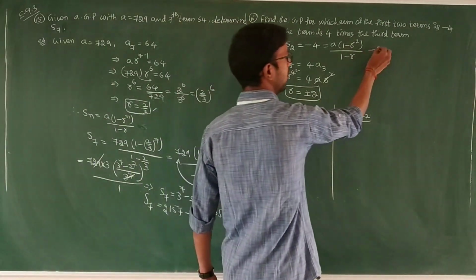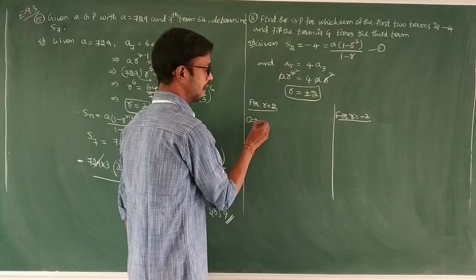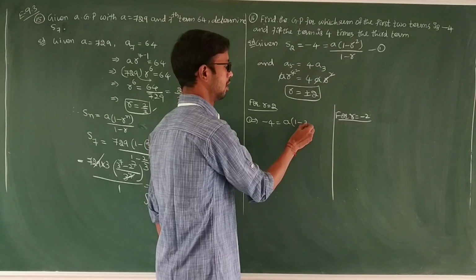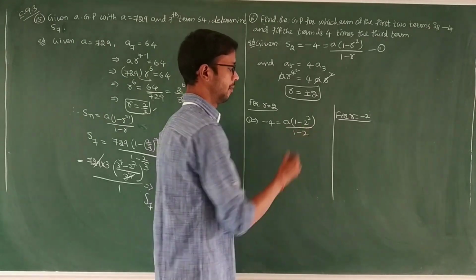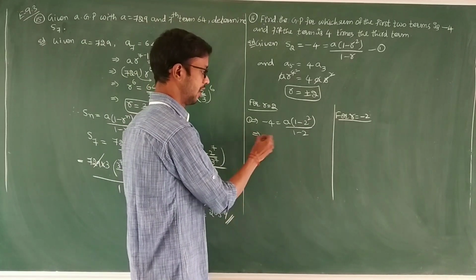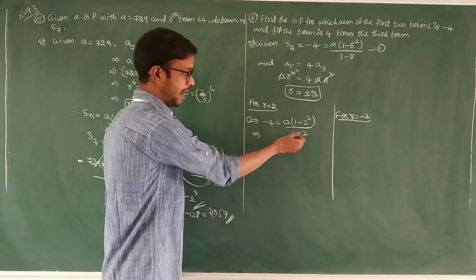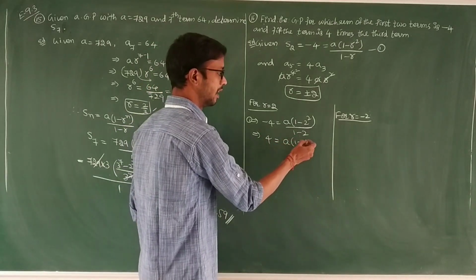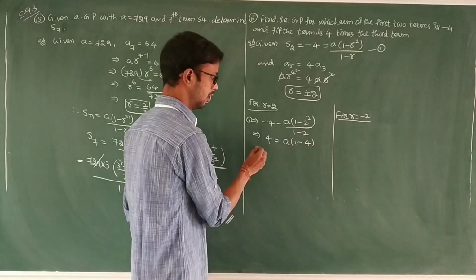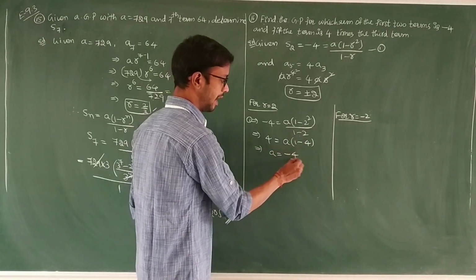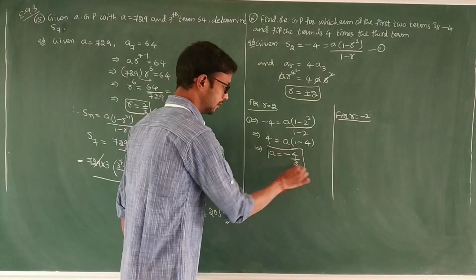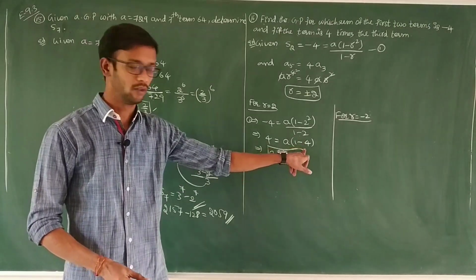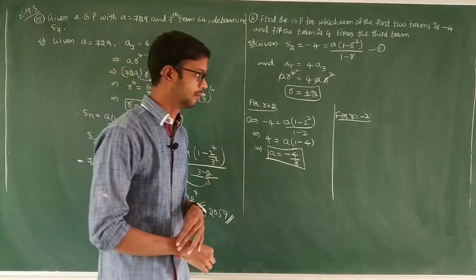Take this one as equation 1, which implies minus 4 is equal to A into 1 minus 2 square divided by 1 minus 2. So make the simplification of this one. Here minus 1 you will get, minus 1 into minus 4, plus 4 is equal to A into 1 minus 4. A is equal to minus 4 by 3. A is equal to minus 4 by 3. Why? Because this negative sign on the left side will become division.